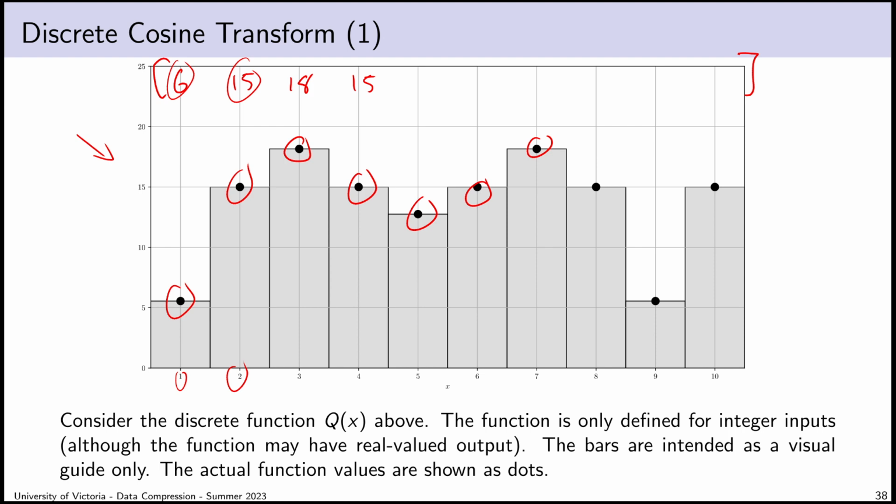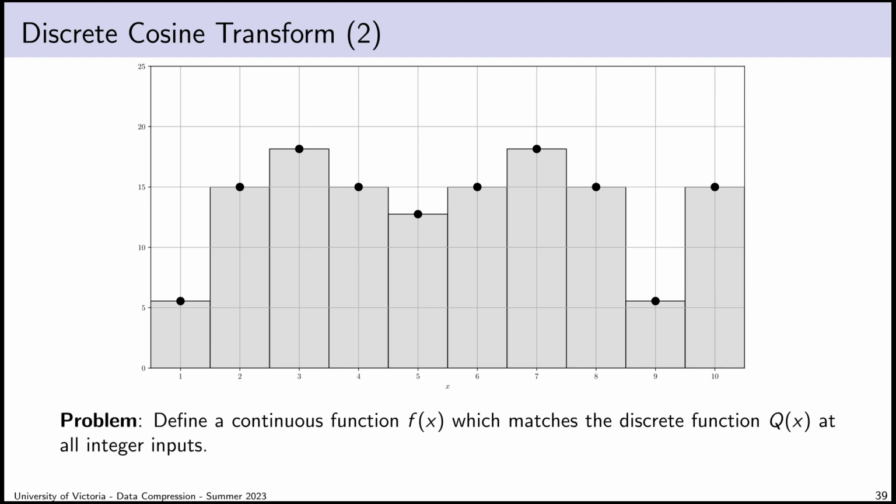What I want is some transformed representation of q that makes lossy compression easier. If I store q just as a vector of y coordinates, how do I delete the data such that the error is propagated uniformly among my array? That's difficult. I want a transformation that helps me do that. Okay, so here's my problem.